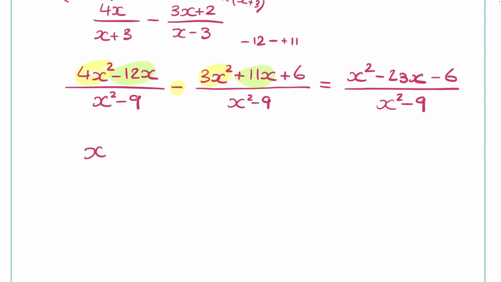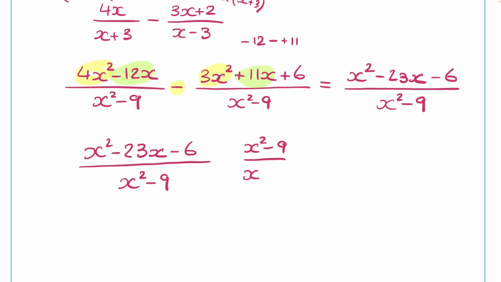So we have x squared minus 23x. I keep going to write the x, let's change that to 23x minus 6, and that's all over x squared minus 9. Now 1 will just be x squared minus 9 over x squared minus 9. Obviously, when you divide anything by itself, you get 1. That gives us the common denominator that we're looking for. So this is 1, and we're taking that away.